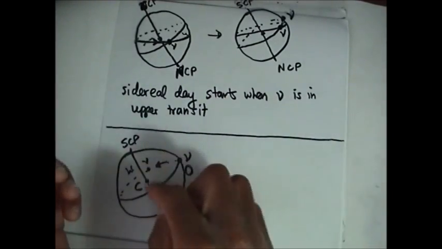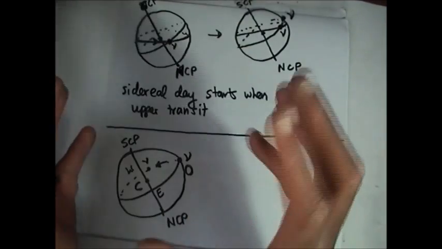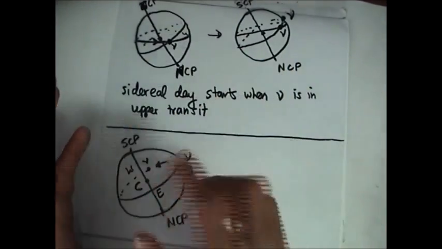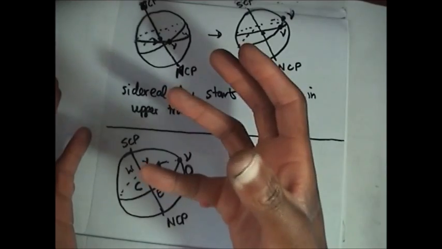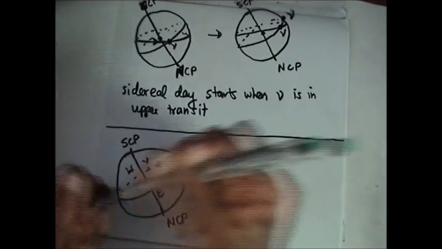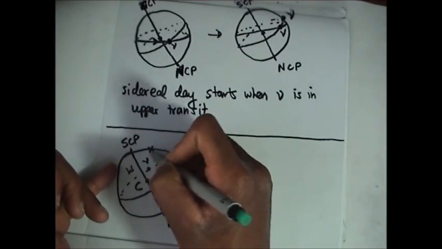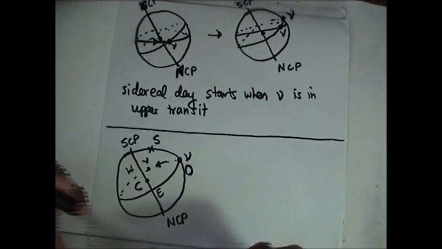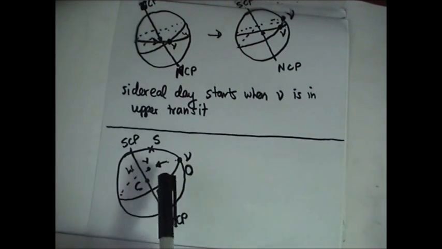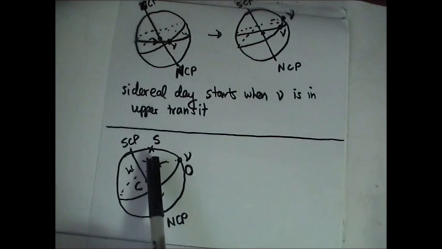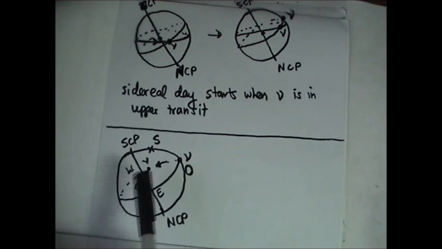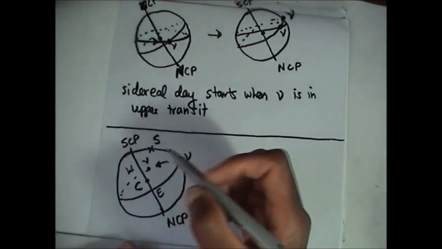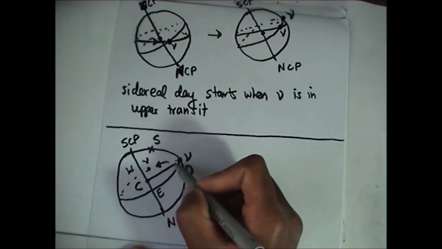I hope you understand. When V was in upper transit, well and fine. But after time T, when V rotated, there is a certain star that is now in upper transit when V is at that point. So let that star be at this point here, because that is that star's upper transit. It will be in upper transit after time T, when V moved to this point. Now let's look at our angles.